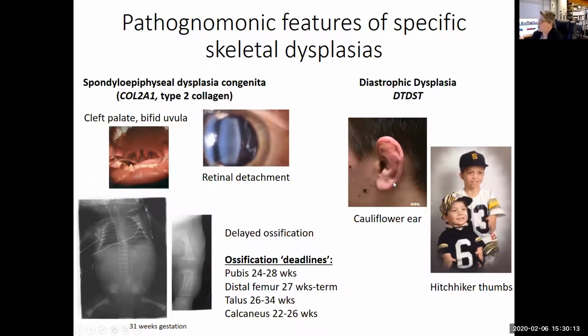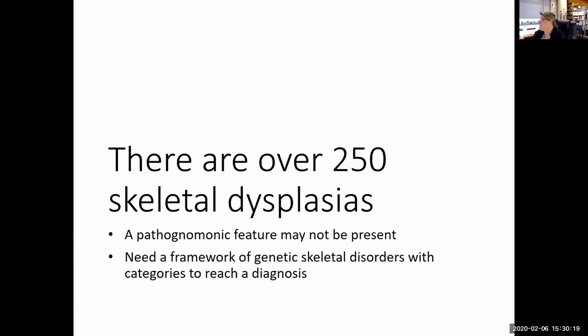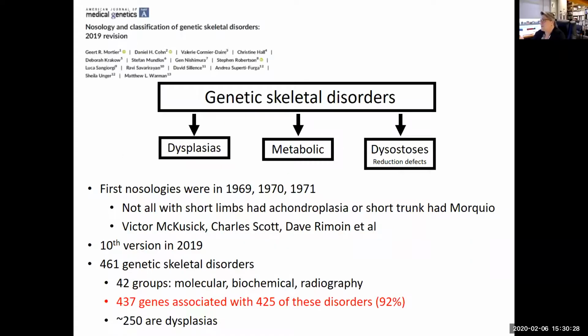the classic features for diastrophic dysplasia. So again, sometimes you can see those classic features. Big picture-wise, there are over 250 skeletal dysplasias. Sometimes a pathognomonic feature isn't there, so it's important to have some sort of a framework to organize these. I want to draw your attention to the most recent nosology that I've got cited up there on the left-hand side, up at the top.